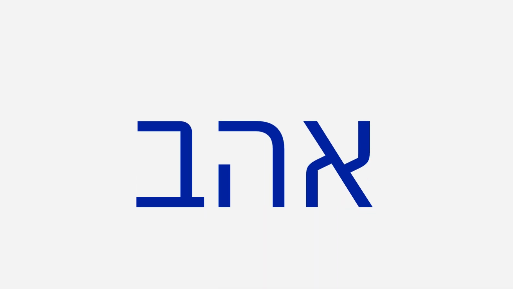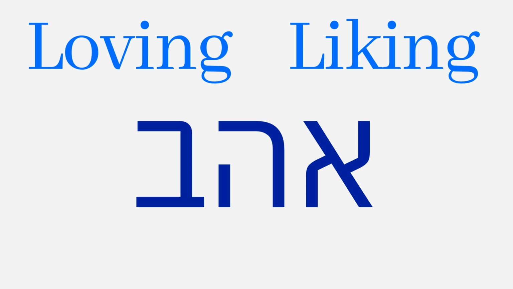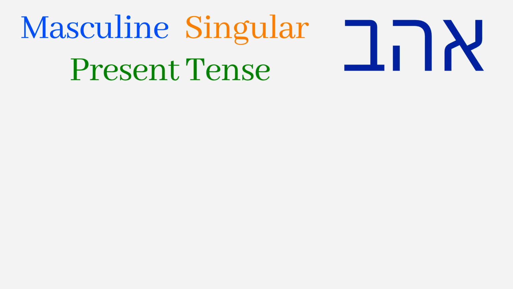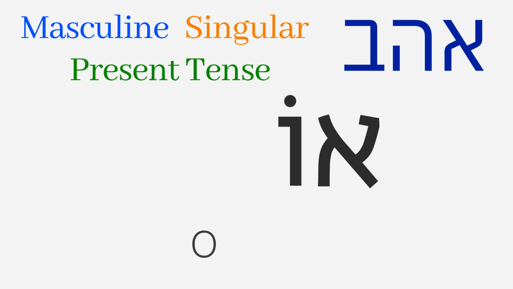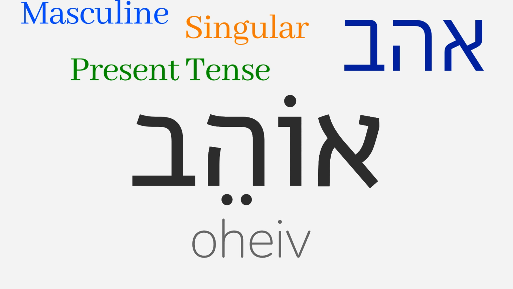Let's learn a new verb from the root aleph hey beit. This root has a meaning of both loving and liking. How you translate it depends on the context. We'll start by making the masculine singular form of the present tense. To make that, we start with the first letter, the silent aleph. After that comes a vav with cholam, o. Then the second letter hey, under which we put a tsere, e. The word ends with the third letter without dagesh, which is beit, v. Ohev, loves or likes, in masculine singular form.